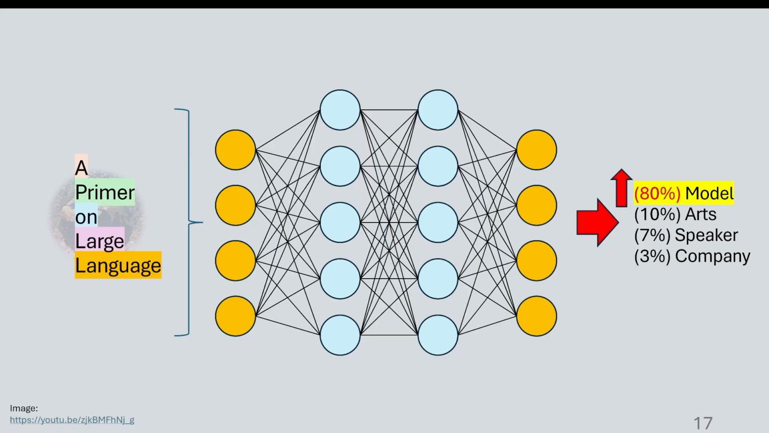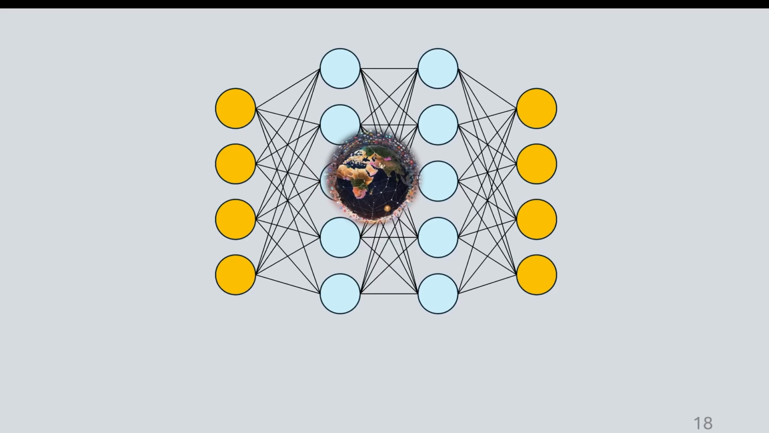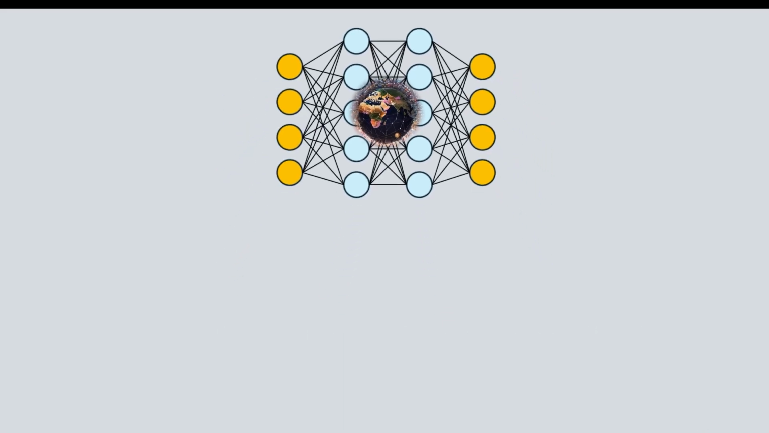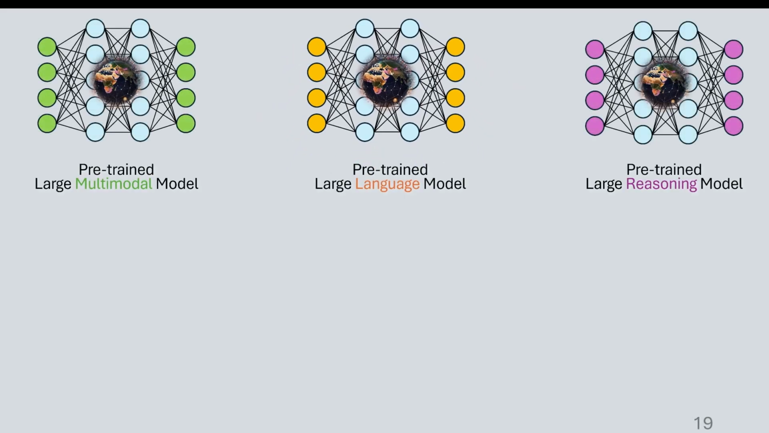So with all of that training done on text, we've got a pre-trained large language model, which is good at predicting the next word. Okay, so this is where our LLM comes from. But we don't use the LLM, so to speak. There are many, like large multimodal models, large reasoning models. We are seeing more of these. Actually, we don't use them, but they are just trained.